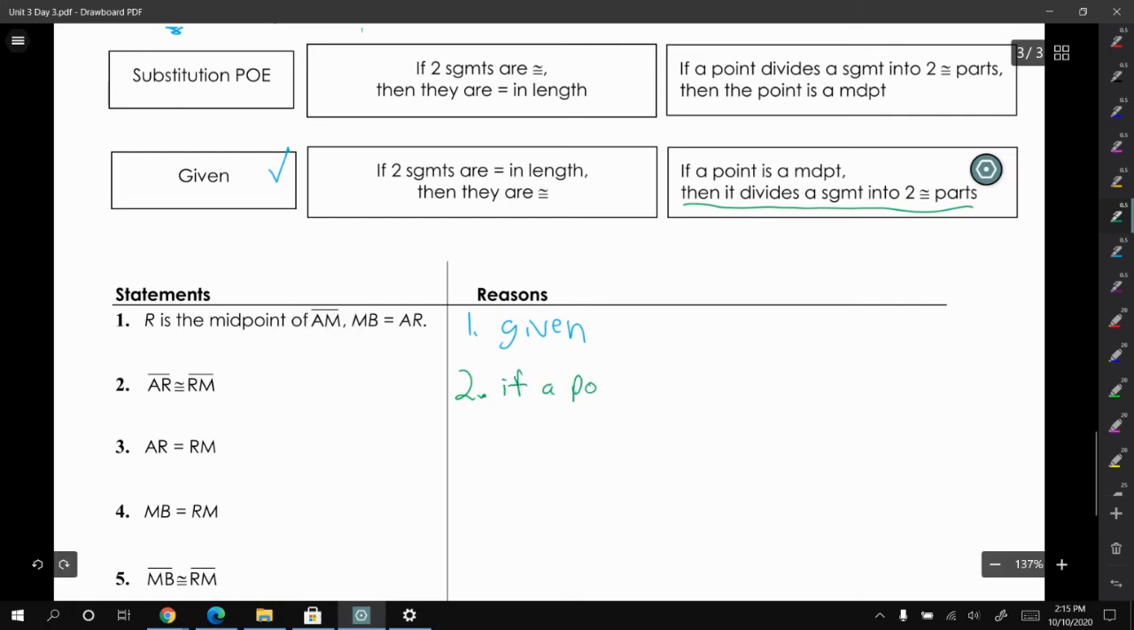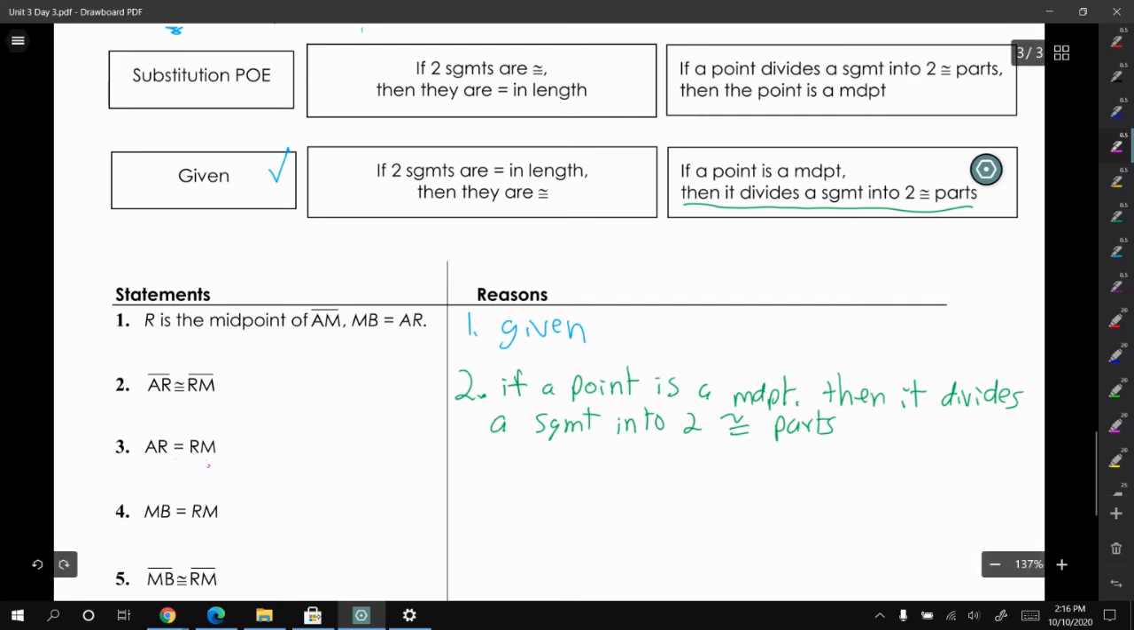If a point is a midpoint, then it divides a segment into two congruent parts. And then we say the length of AR is equal to the length of RM.